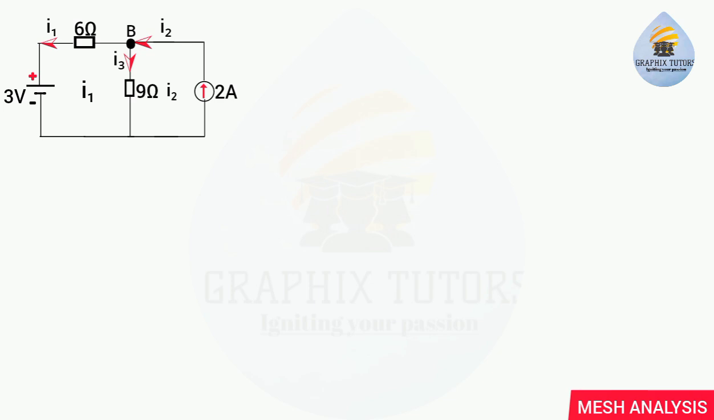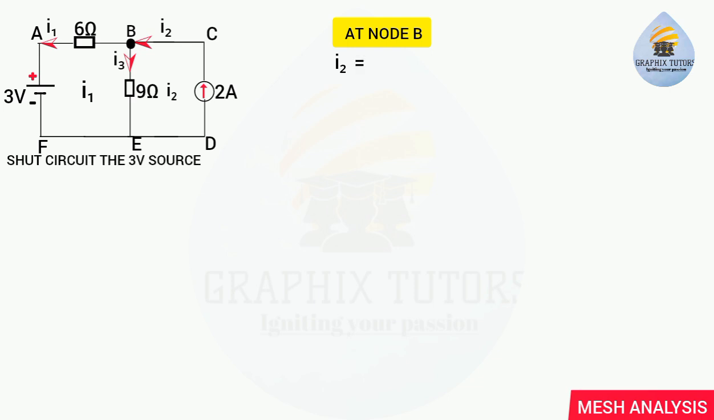Now, this is what we have here. Let's name the points. This is point A, this is point B, this is C, D, E, F. Now, what is I3? Let's find I3 by applying Kirchhoff's current law, which says that the sum of currents entering a node is equal to the sum leaving the node. The only current entering this node is I2, which equals the current leaving. The currents leaving this node are I1 and I3, since they are moving away from the node. So we have I1 plus I3.